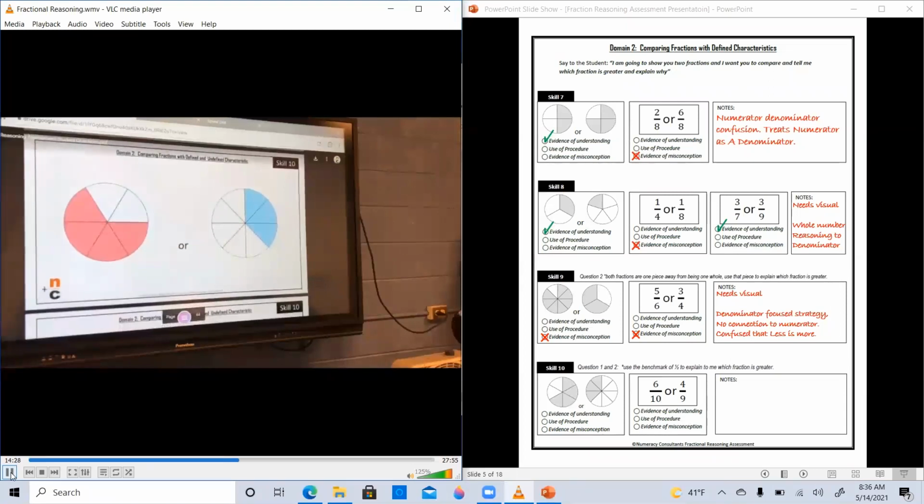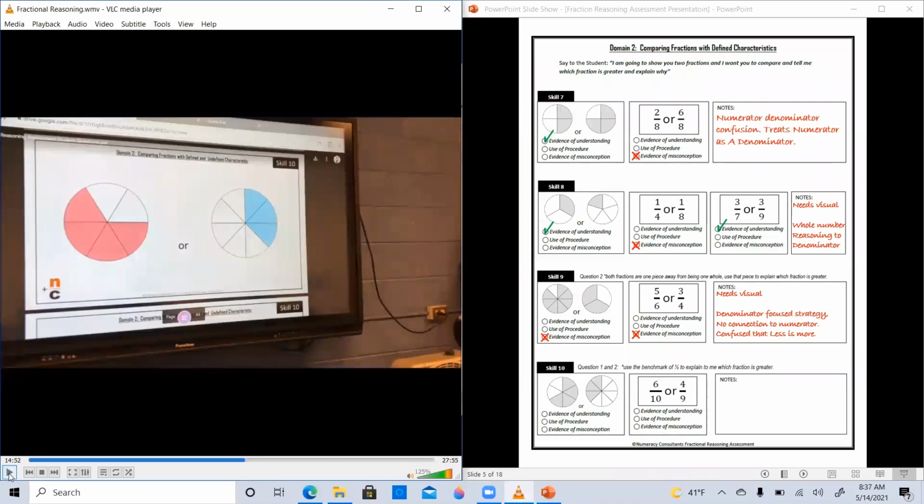Okay. So use the benchmark of half to explain which fraction is greater. So can you use the benchmark of half to explain which one's greater? Well, yeah, because this one has like 2 at the top and then 1 at the bottom, and this one has 3 at the bottom and 1 at the top. That one would be larger. Okay, so this one. But can you explain how?